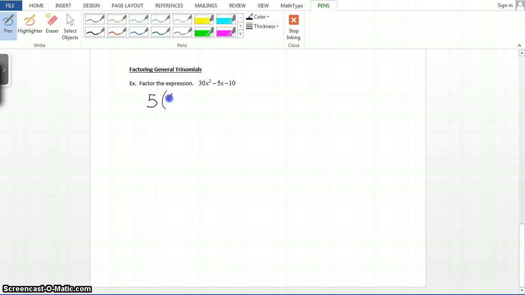If I pull 5 out of 30x squared, I'll have 6x squared left. If I pull 5 out of 5x, there's negative x there in the middle. Pulling 5 out of a negative 10, I'll have a negative 2 left over. Alright, so we pulled out our greatest common factor, so inside the parentheses are 3 terms. It is a trinomial, but look at this, lead coefficient is 6. So what we're actually going to do is use a grouping method, and we need to start off with a key number.